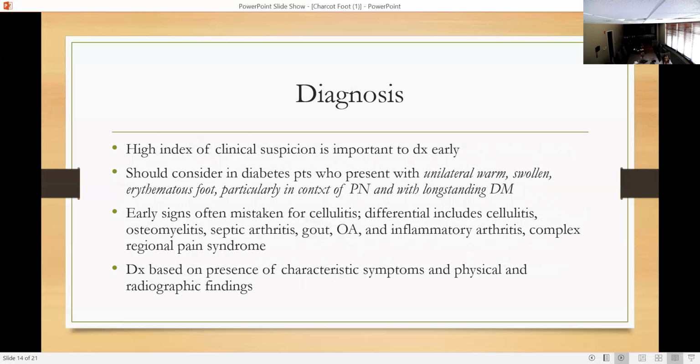So your index of suspicion should be pretty early in the diagnosis stage. You want to make sure you're looking and thinking about your diabetics who may have just unilateral warmth, swelling, or redness of the foot, particularly in the context of having peripheral neuropathy and long-standing diabetes. Sometimes we mistake it for cellulitis. I think this is what my patient had. The primary was trying to treat it like a cellulitis. Osteomyelitis is in the differential, septic arthritis, gout, inflammatory arthritis, complex regional pain syndromes also can present similarly.